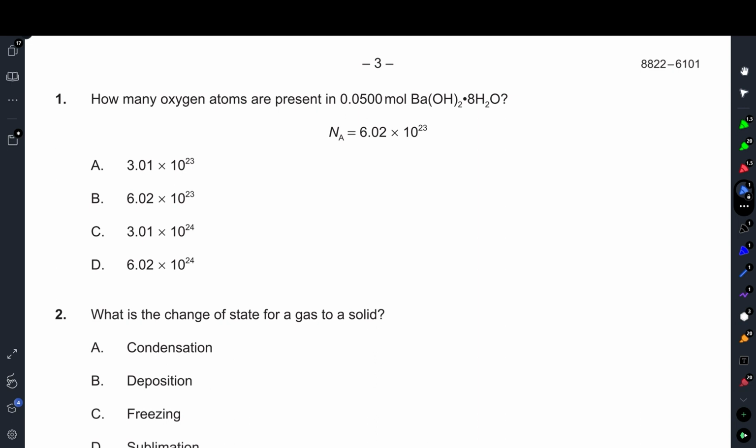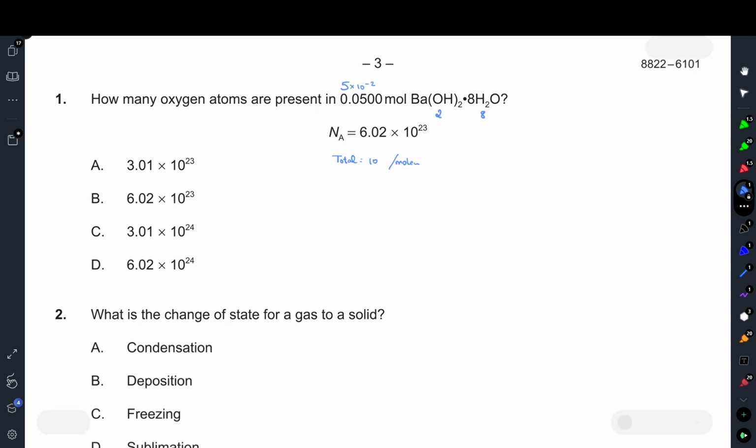So, question one: how many oxygen atoms are present in 0.05 moles of hydrated barium hydroxide? First of all, let's convert this into scientific notation to make it easier to do calculations with. And then we'll look at the oxygen atoms, which means that you need to calculate how many oxygen atoms are present in 1 mole of barium hydroxide. So in one molecule, let's just count 2 and 8. So total is 10 per molecule.